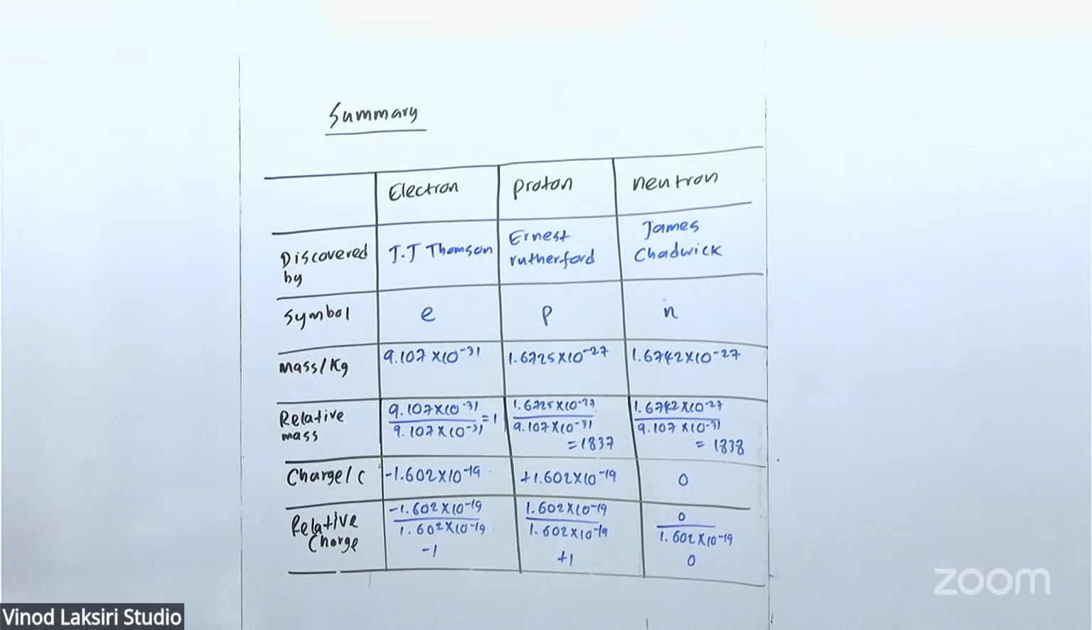Then the relative mass can be calculated by dividing the mass of the particle by the mass of electron. Then electron 1, proton 1837, neutron 1838, slightly higher than the mass of proton. Then charge: electron minus 1.602 into 10 to the power minus 19, proton plus 1.602 into 10 to the power minus 19. The relative charge: electron -1, proton +1, neutron 0.